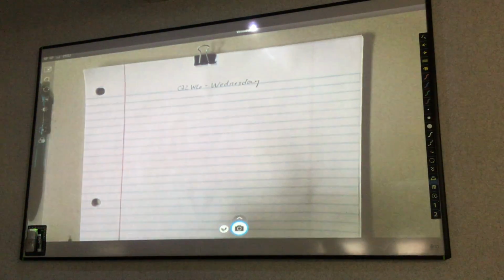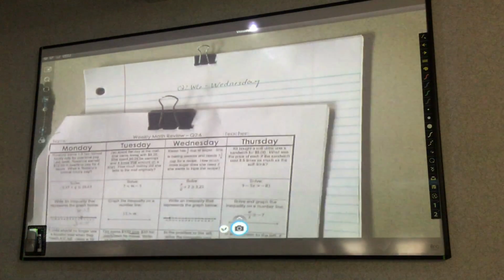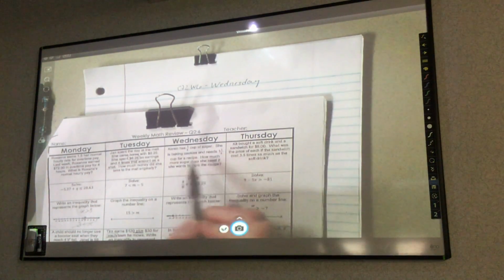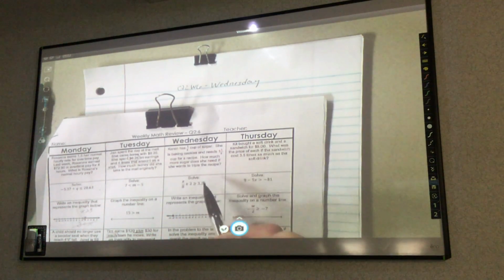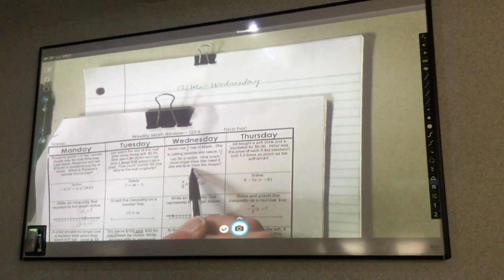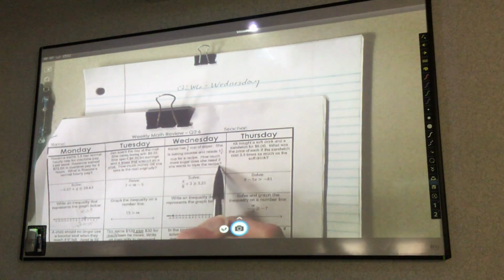She has 1/2 cup of sugar. She is baking cookies and needs 1 1/3 cup for a recipe. How much more sugar does she need if she wants to triple the recipe?